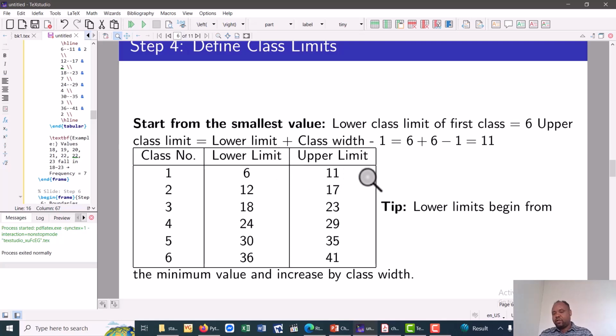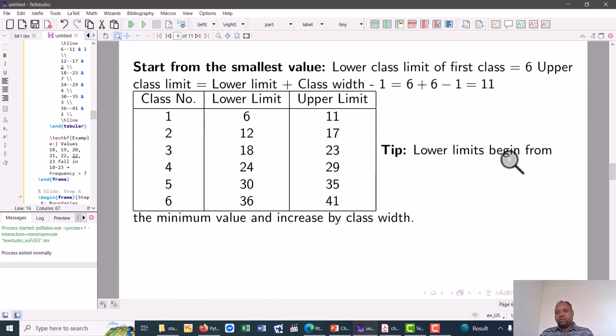6 up to 11 is now one possible class. 12 to 17 is the second possible class. 18 to 23 is the third possible class interval. So the number of classes was determined by the Sturges formula above, and the 6, which is the class width, was determined by the class width formula. Most of the time, lower limits begin from the minimum value and increase by class width. This is a rule of thumb.